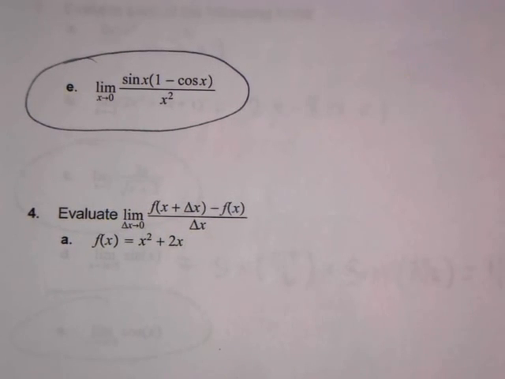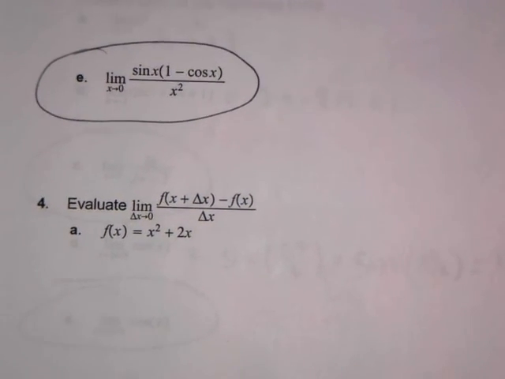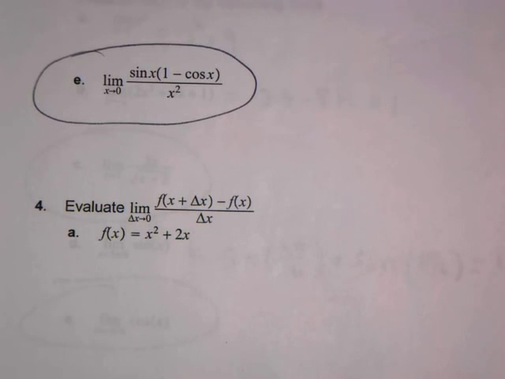Alright, almost to the end here. We got 4 and 5 to go. 4. Evaluate the limit as delta x goes to 0 of f of x plus delta x minus f of x all over delta x. This is an extremely important thing. What I have just written there for you is the definition of something called the derivative, whatever that is. Well, it's that thing right there.